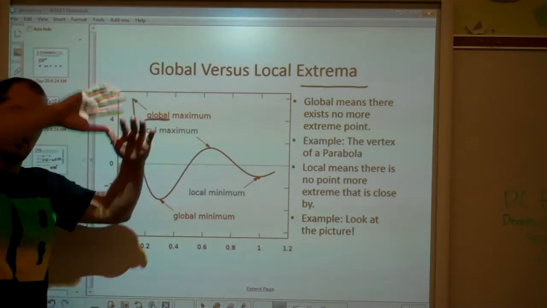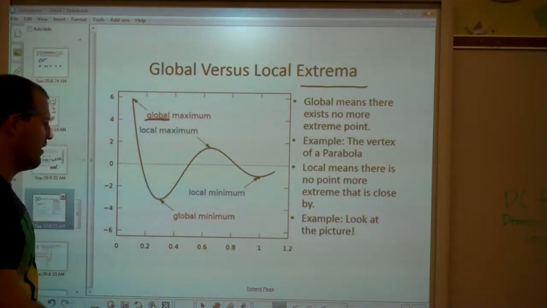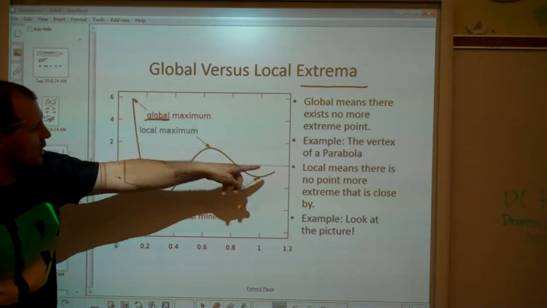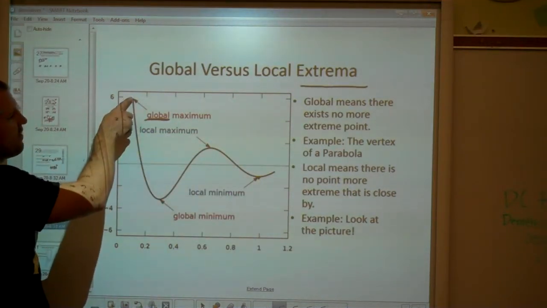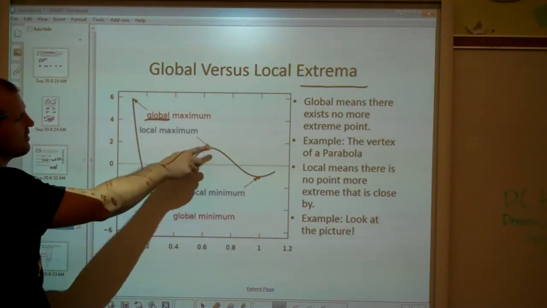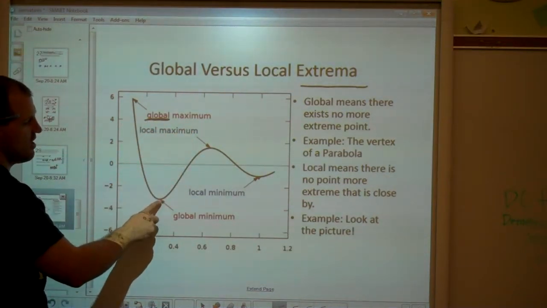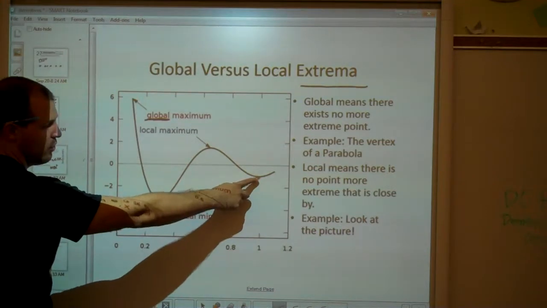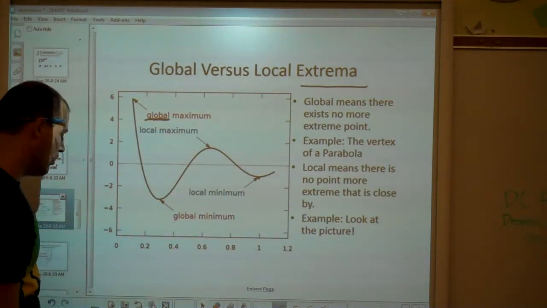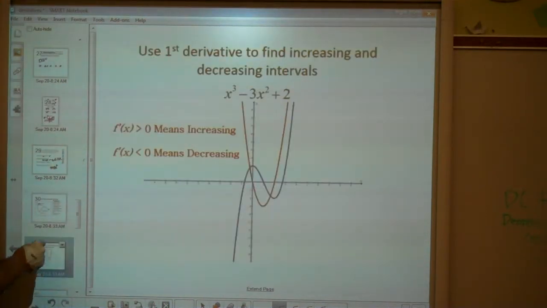Global means everywhere. So you take the whole entire graph, the whole entire function, what's the highest point? On this one, no arrows on the end. So this is the very, very highest point. It's higher than that local max. So this is the highest on the whole graph. That's the global max. Down here, this is the lowest point on the whole graph, lower than that local min. And so that is our global minimum value.